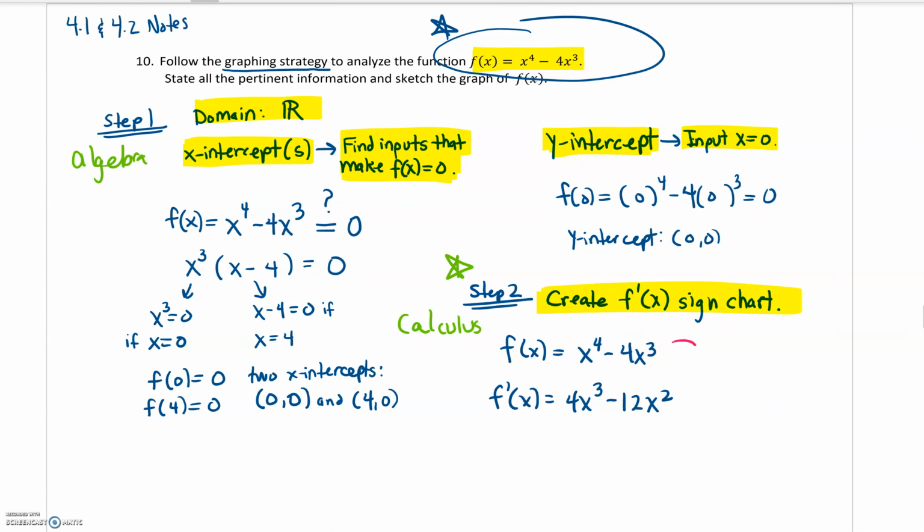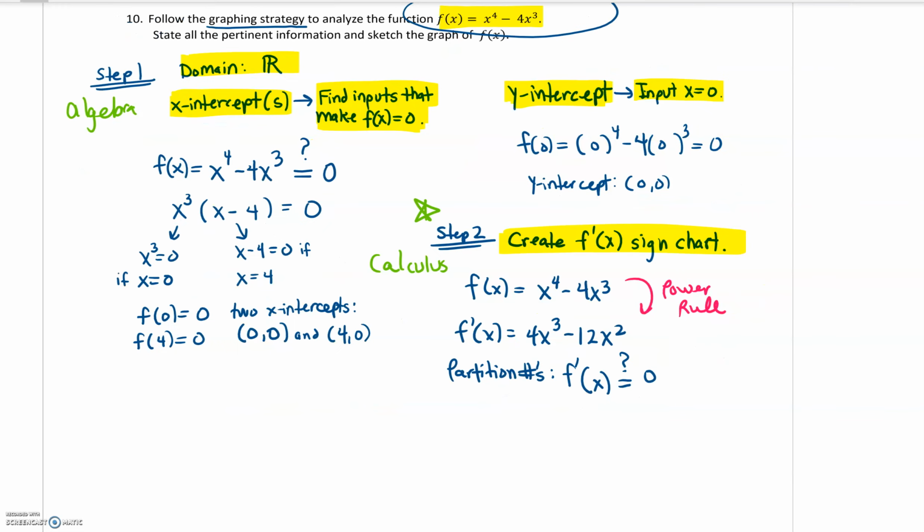So I went ahead and I used my power rule to find my first derivative. And now we need to find the partition numbers of the first derivative sign chart. To do that, I need to set the first derivative equal to 0. Technically, a partition number could also occur when the first derivative is undefined, but again, we're dealing with a polynomial function, which is defined everywhere for all real numbers.